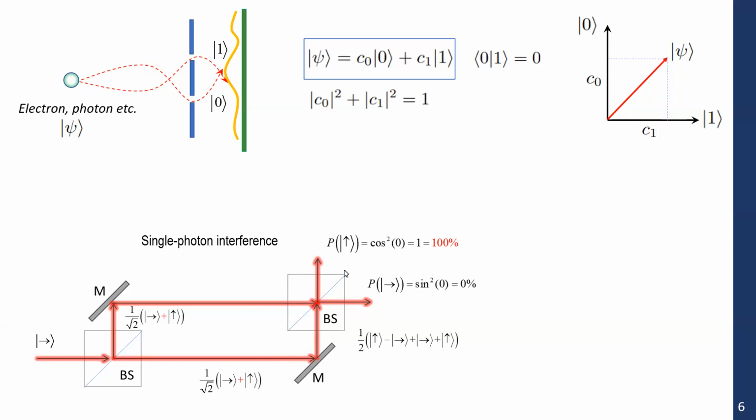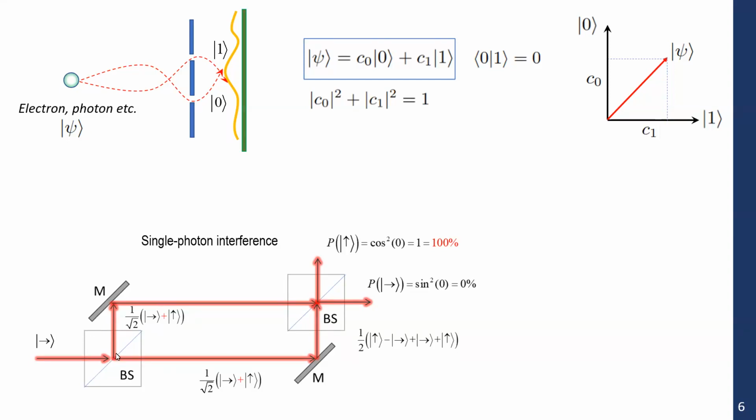And then if we combine them again using another beam splitter, we can get, for example, 100% probability for a photon going to the upper direction, or vertical direction, and 0 probability of finding the photon in the horizontal direction, which is in drastic difference to the classical picture.